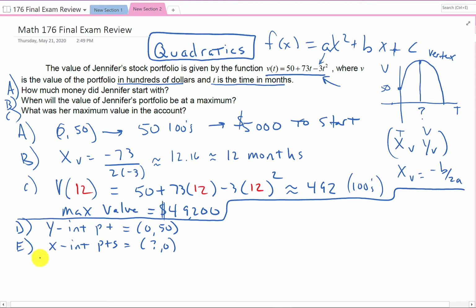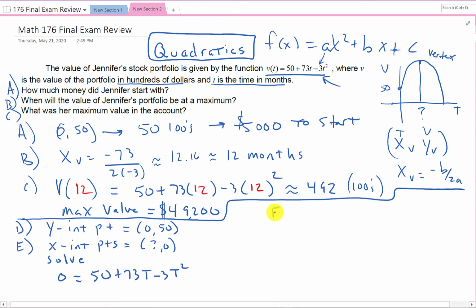So in order to solve that, we're going to have to solve an equation. 0 equals 50 plus 73t minus 3t squared. And that's an equation that you would need to solve for this. There's a couple of ways. You could try to factor it, or you could try the quadratic formula. But I'm going to come back to that in a moment. I want to hit all the bases here about things that I would want you to be able to tell me about any quadratic equation.